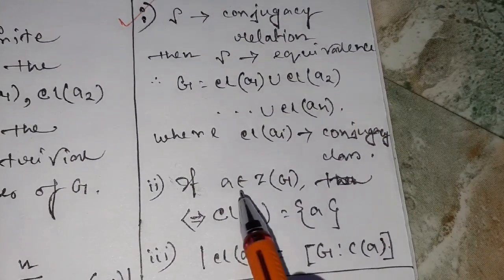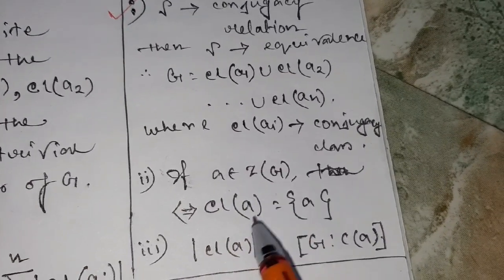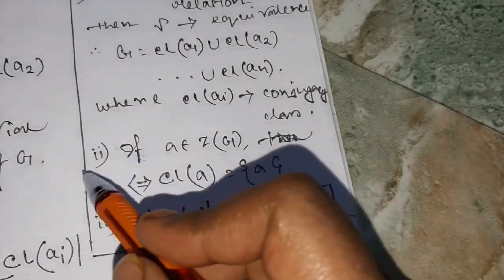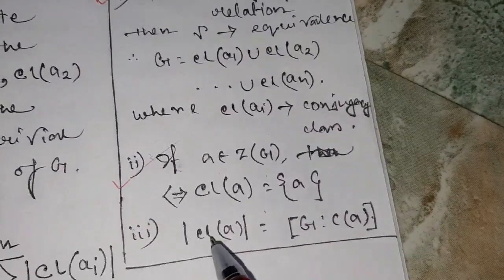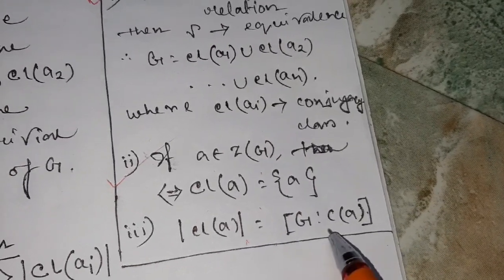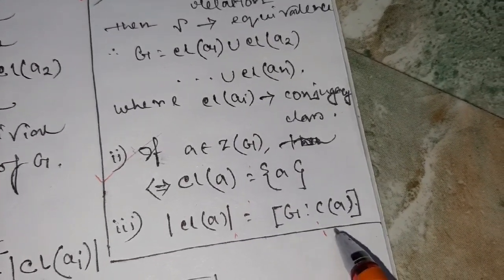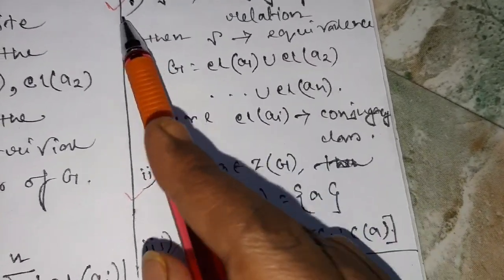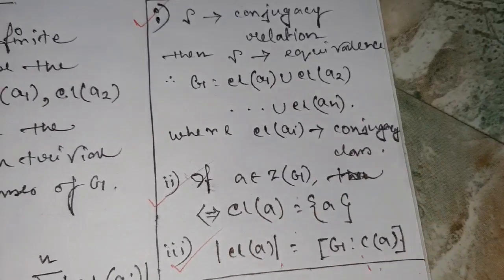Next one is if A be any element from the center of the group, then class of A consists only A, no other element. This is we have already learned. And the third one is the number of total elements in the class of A is equal to the number of left cosets of the centralizer of A in G. This is the third one. Okay, now we will apply these three all together and we will form the class equation.